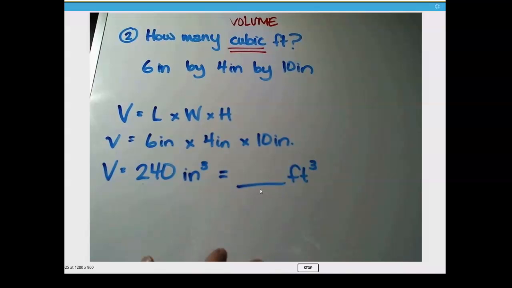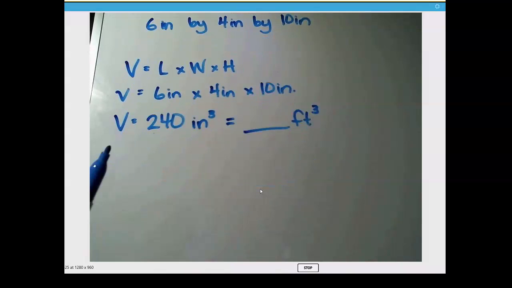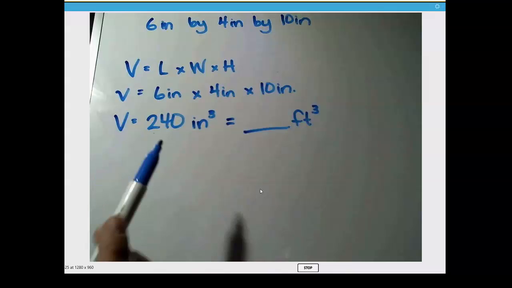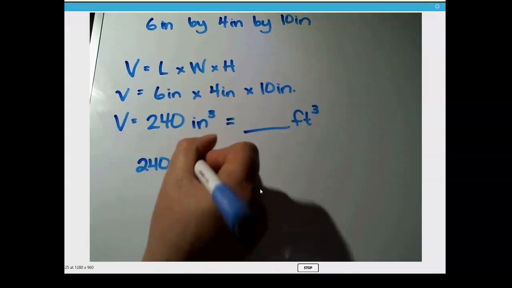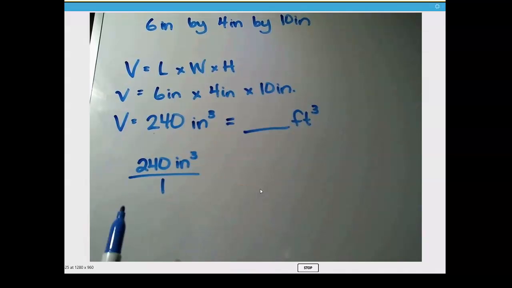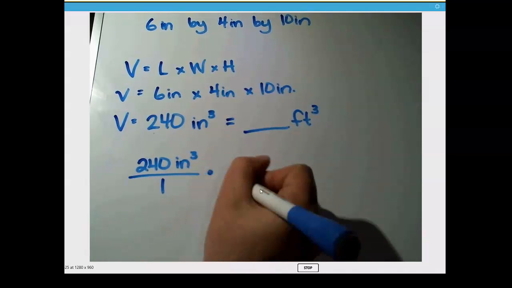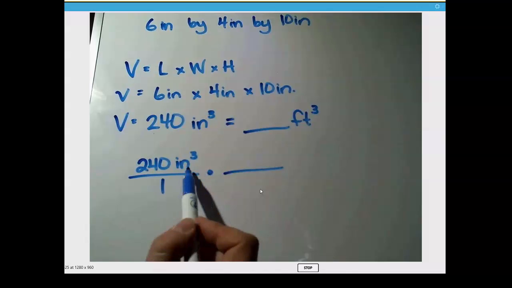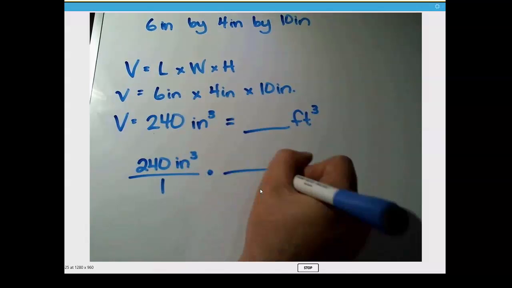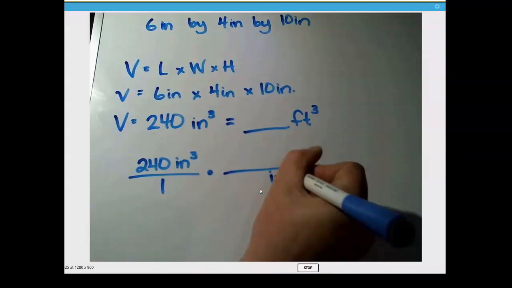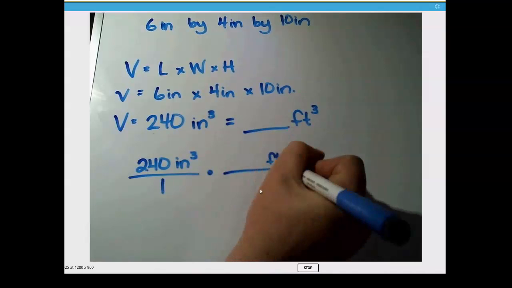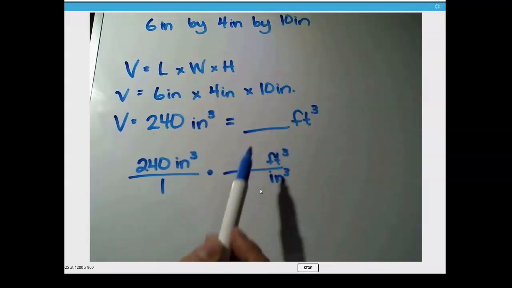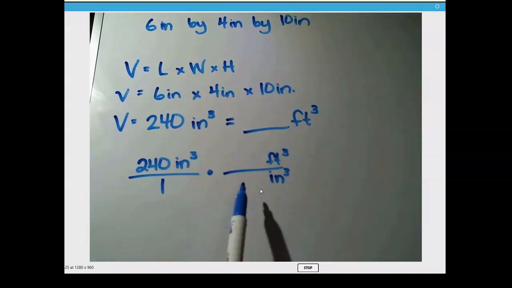All right. I'm going to do the first method that I showed you before in order to convert. So I'm going to take the 240 and put that over 1. Then I'm going to multiply, making sure that my cubic inches are diagonal so that they will cancel out, and my cubic feet is what I want. That's going to go up here. Now, I need a conversion to fill in here.